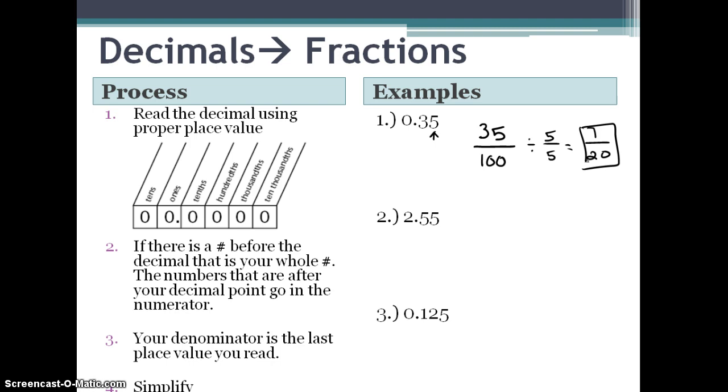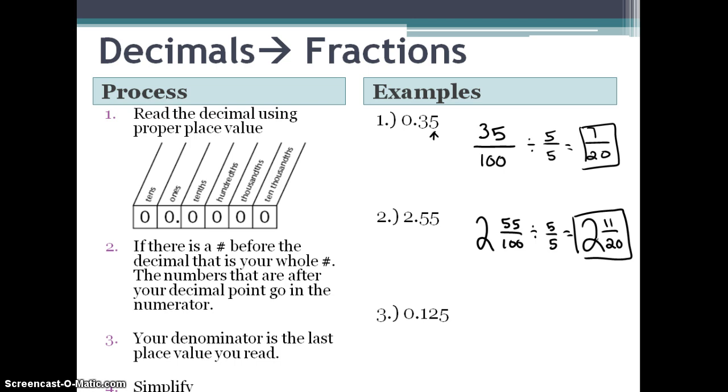Number 2, you'll notice that you have a whole number before your decimal, so that goes before your fraction. It's going to be a mixed number. So you would read number 2 as 2 and 55 hundredths. That last 5 is in the hundredths place. So 55 over 100. Again, you need to reduce this. 5 is going to go into both. So my simplified mixed number is going to be 2. 55 divided by 5 is 11. 100 divided by 5 is 20. So 2 and 55 hundredths written as a simplified fraction is 2 and 11/20.